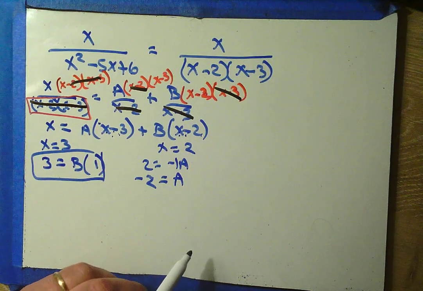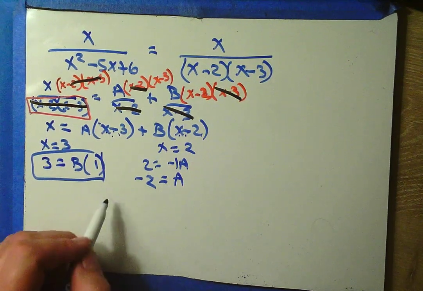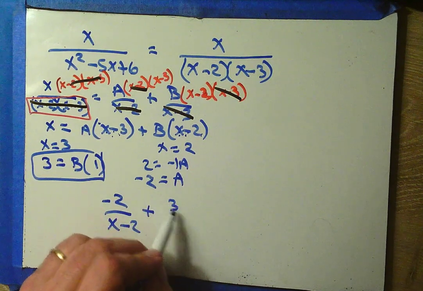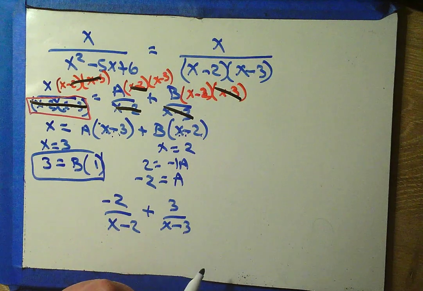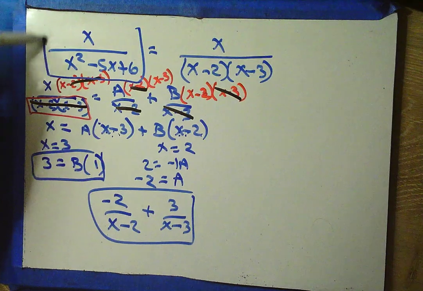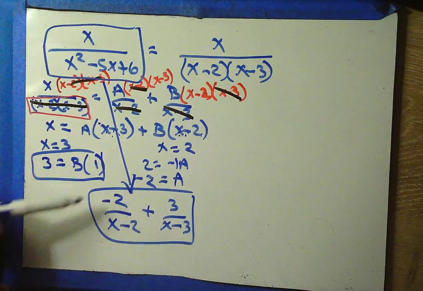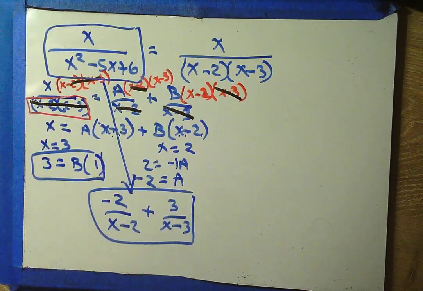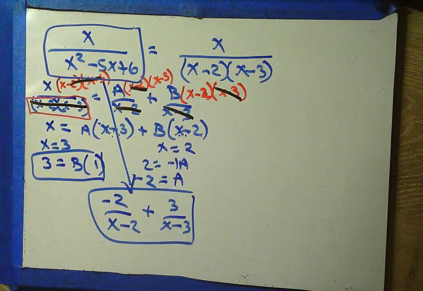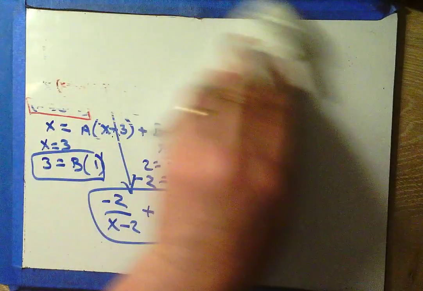So my partial fraction decomposition is going to be negative 2 over x minus 2 plus 3 over x minus 3. There's my partial fraction decomposition for this fraction. Okay? That's the kind of thing you need to be able to do on our next quiz very comfortably. We'll have a couple of days practicing this and reviewing our rational function graphs before we get to our next quiz, which is just on those two topics.